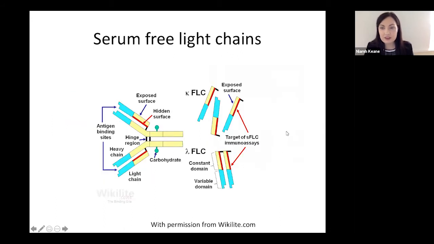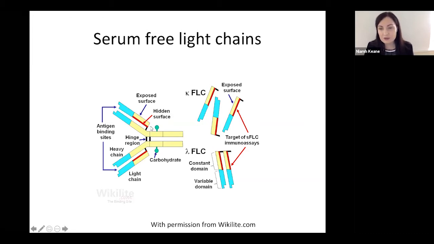The serum-free light chains can also be measured in the laboratory. And when we do this, here I turned the structure of the antibody on its side, and we're measuring the hidden surface of the light chains. And this will tell us how much of the patient's protein is made up of intact immunoglobulin and how much of it is made of light chains.